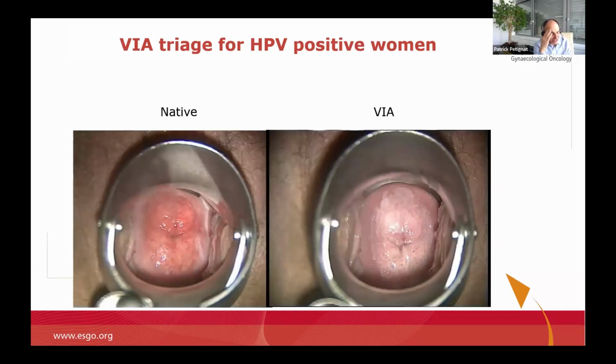And for example, for this case, it's very easy. You don't need a colposcope. You see native and after VIA, and you see this is positive and this patient needs a therapy.